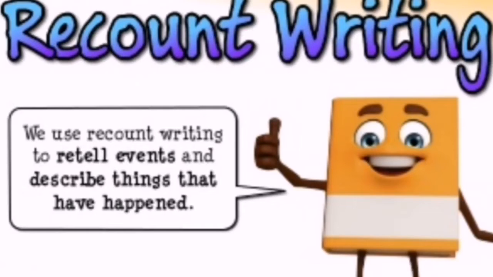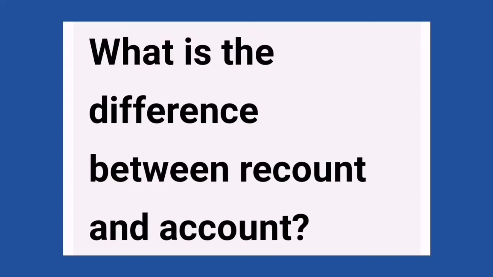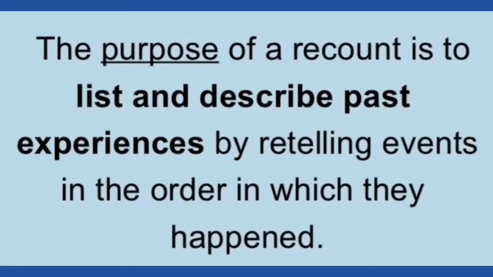First of all, we need to know the meaning of recount writing. We use recount writing to retell events and describe things that have happened in the past. And account writing refers to an account in which subject may or may not be included. Account writing is done in order to provide the reader the order in which the things had happened. What is the difference between recount writing and account writing? The main difference is that in recount writing, we describe our feelings, whereas in account writing, we describe the facts and order. And the purpose of a recount is to list and describe past experience.